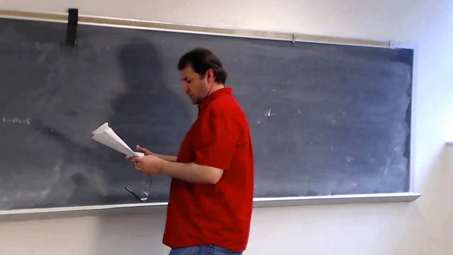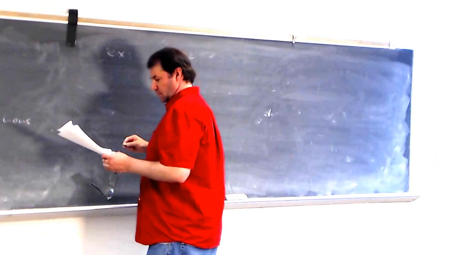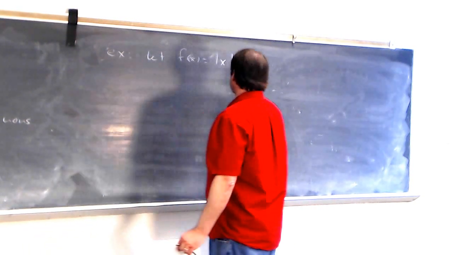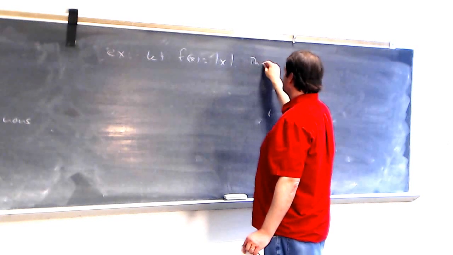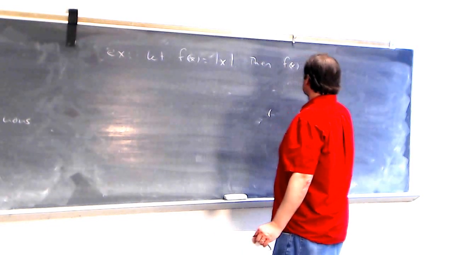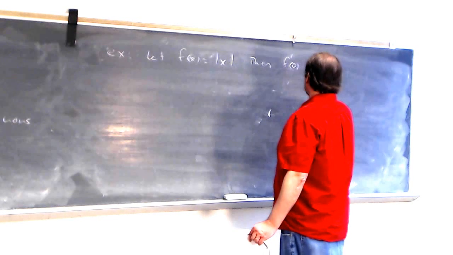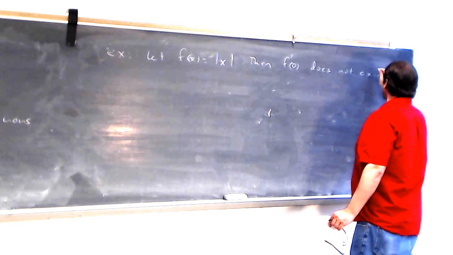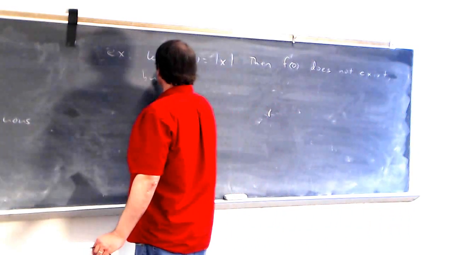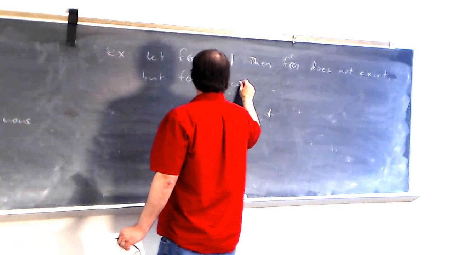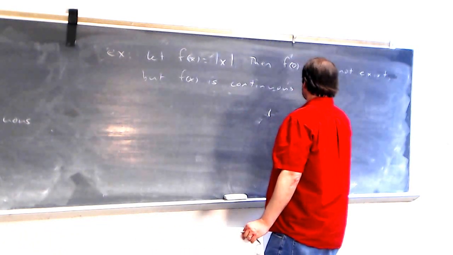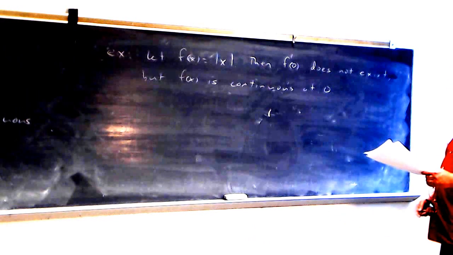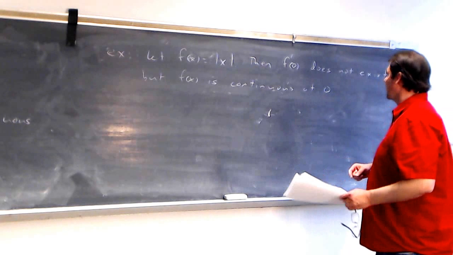Okay, let's look at this example. Let f of x be equal to the absolute value of x. Then f prime of 0 does not exist. But f of x is continuous at 0. Okay, well, let's look at the f prime of x not existing.